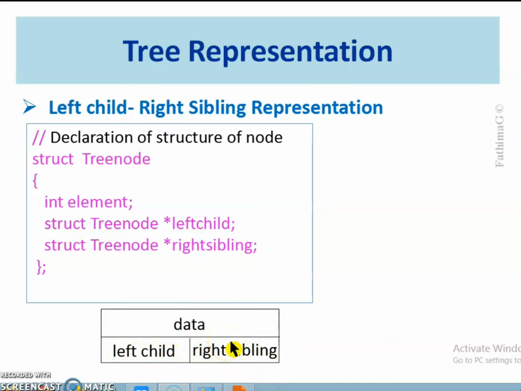Let us understand why right sibling. In a general tree, since the number of children per node can vary, which is not known in advance, it is infeasible to have link fields to point to the children of the node. Hence, the other address field of the node is made to point to the right sibling of the node.